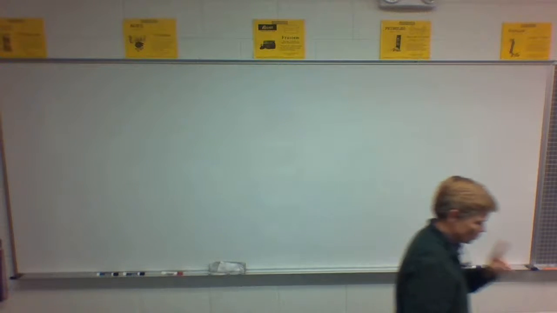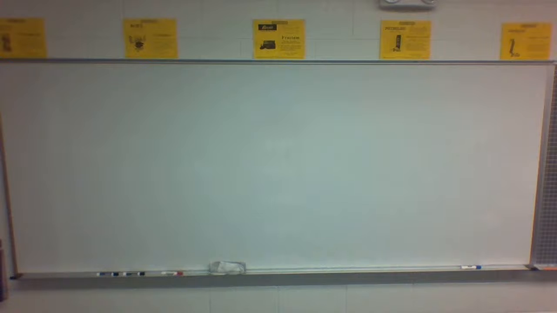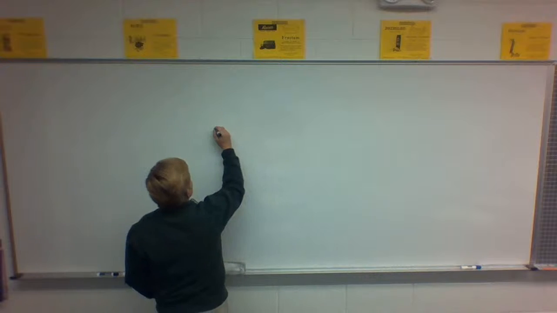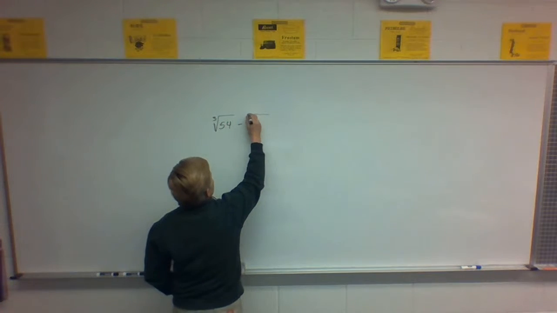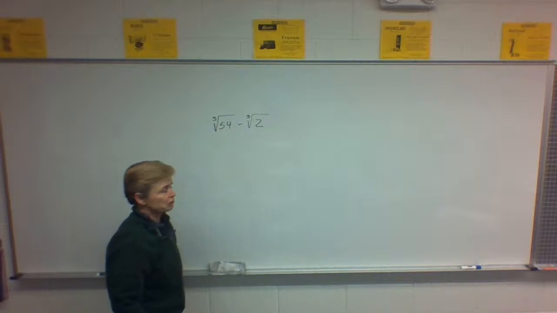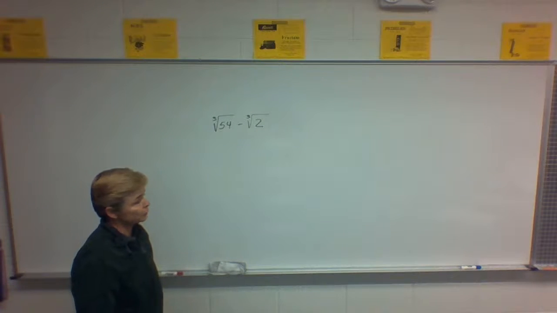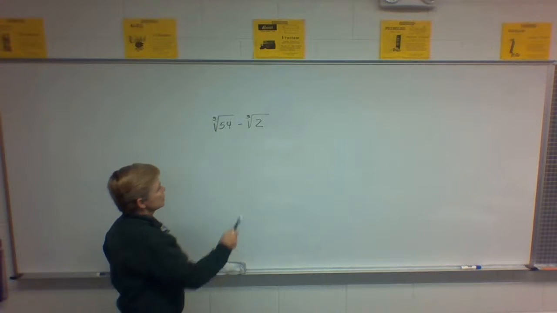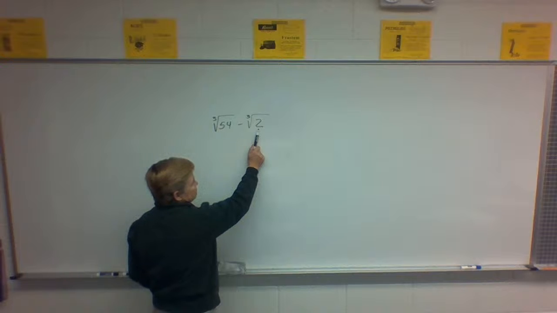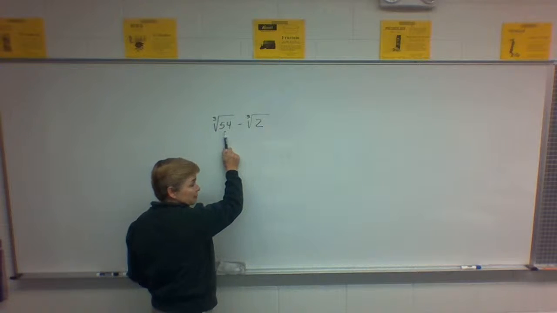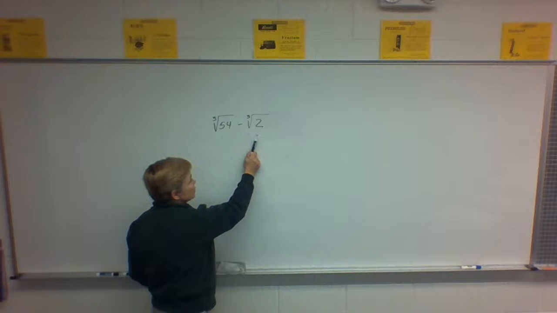Okay, one more thing. If I have the cube root of 54 minus the cube root of 2. At first glance, looks like you can't combine those because 54 is not like 2. However, while this one can't be simplified, there's no groups of 3 in there, this one might. That's the thing you got to deal with. At first glance, these are not combinable.